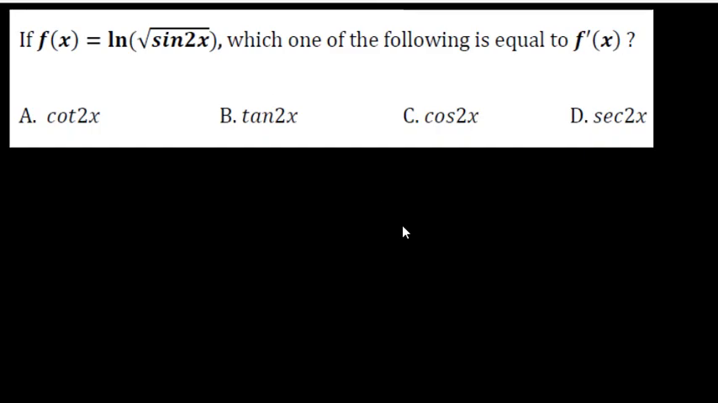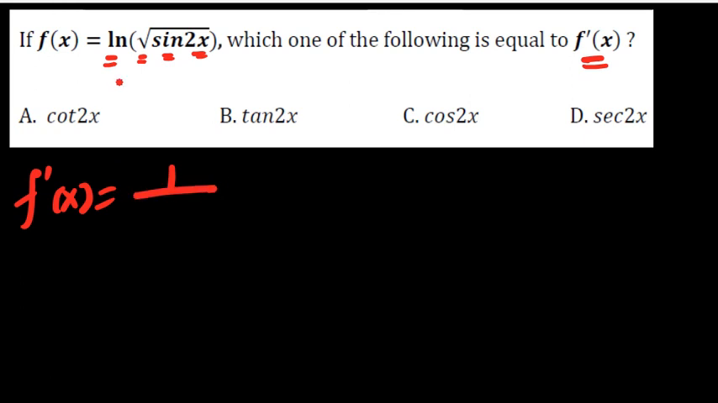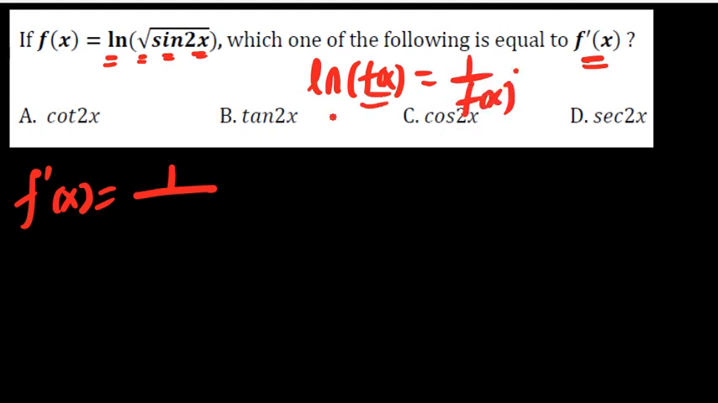Okay, the next is also a derivative, but we need to apply the chain rule. f of x is equal to ln of the square root of sine 2x, and we need the derivative. Here, how many functions are composed? There is ln, then square root, then sine, then 2x, 4 functions. So when you derive, first the ln derivative, the outer derivative. The ln derivative is 1 over anything it has. Any function's ln derivative will be 1 over the function. That's the first step. Then you will continue with the function's derivative.